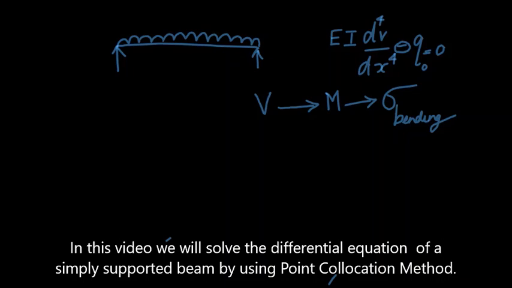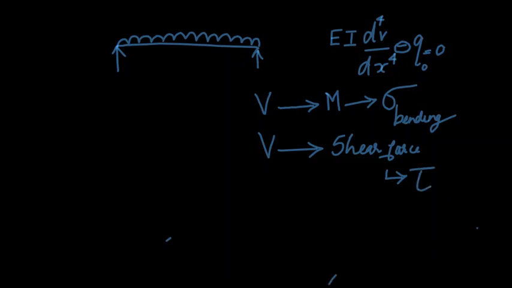In a similar note, if you know the value of deflection, you can find the value of the shear force. And if you know the value of shear force, you can tell the value of the shear stress. Shear stress is denoted by the notation tau. So you see, by solving the governing differential equation, you can squeeze out all these values. Okay, now let us solve this governing differential equation. But there is one more thing that you have to define before you solve it. You have to define the boundary conditions.